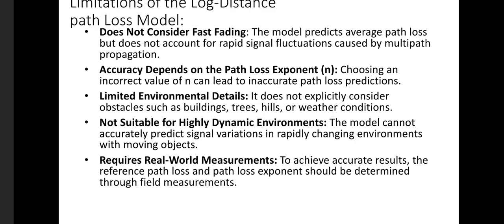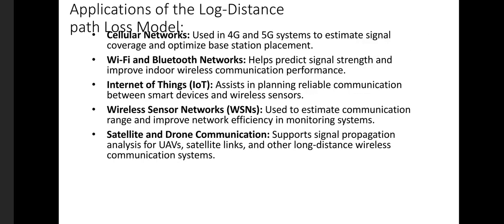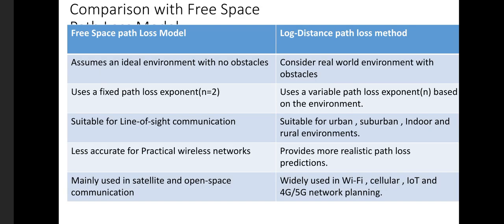So these are all the limitations. It doesn't consider fast fading. Accuracy depends on the path loss exponent n. When it is indoor, it is going to be very heavy, and when it is line of sight, it is very minimal. So it depends heavily on the environment, it is not suitable for highly dynamic environments, and it requires real world measurements. These are all the applications of the log distance path loss model: cellular network, Wi-Fi, Bluetooth, Internet of Things, wireless sensor network, satellite and drone communication.